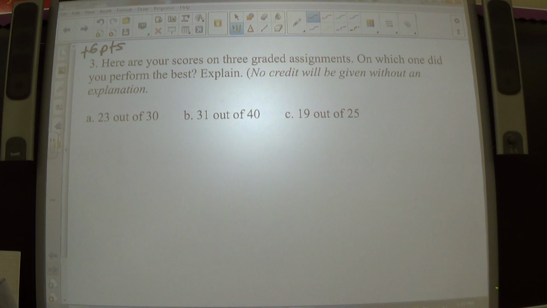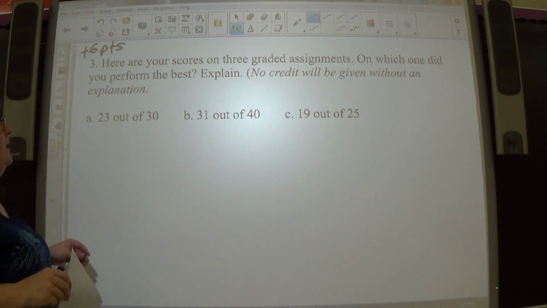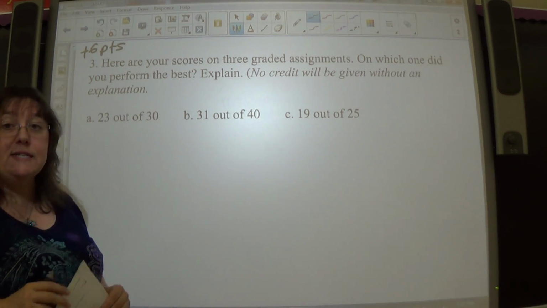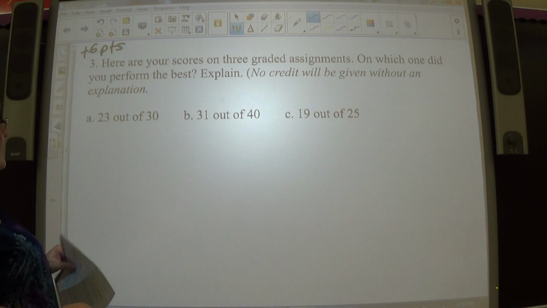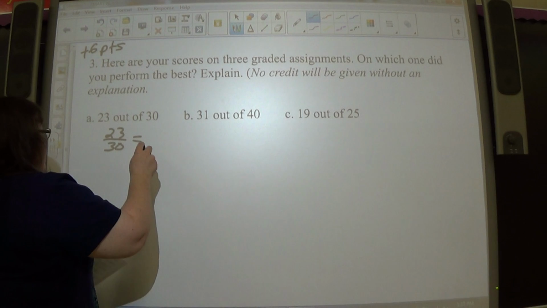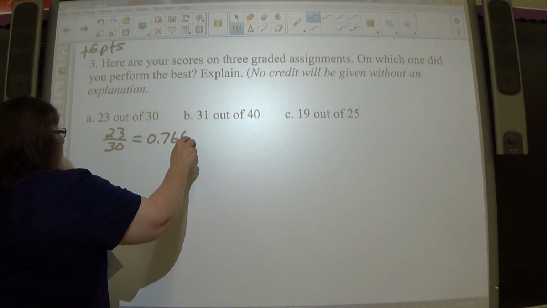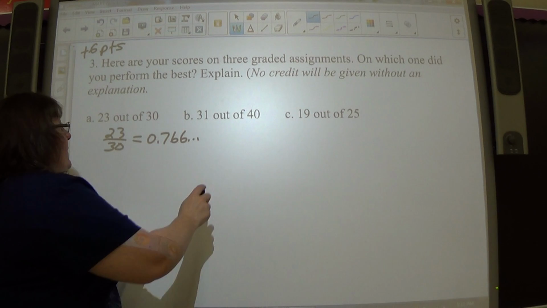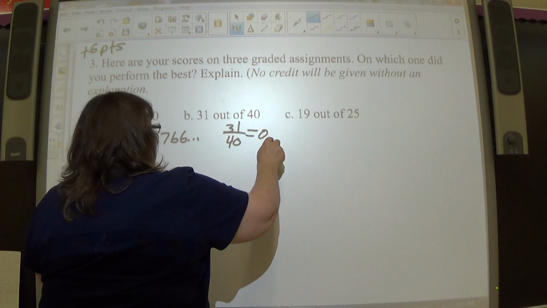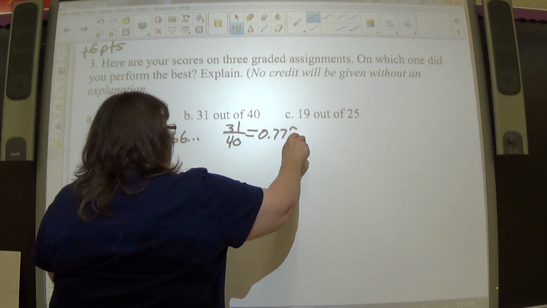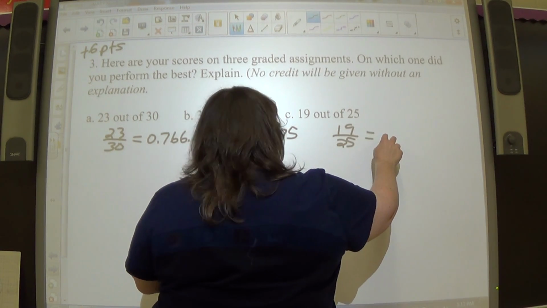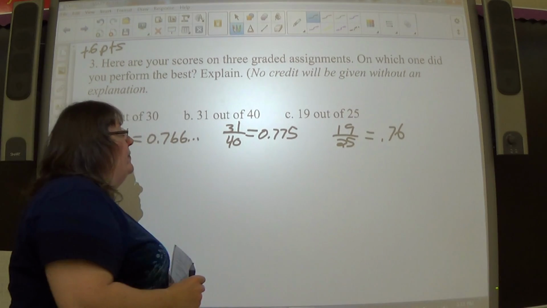All right? Now, in order to do this one and get it correct, change these numbers, these ratios, into decimals so you can compare them. Okay? So 23 out of 30, you get 0.766, and it goes on with the 6s. Okay? 31 out of 40 comes out to be 0.775, and 19 out of 25 ends up being 0.76, okay?